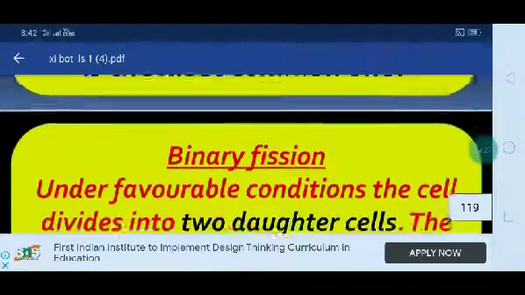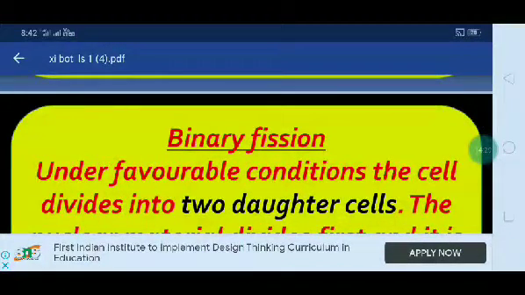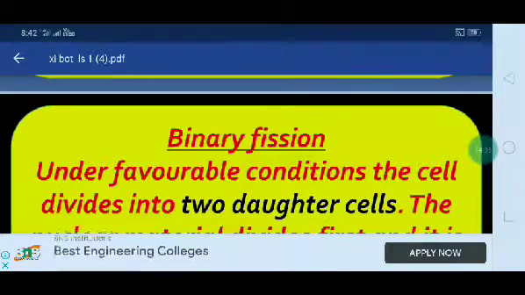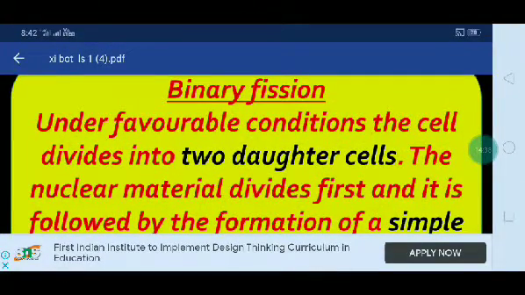First one, binary fission. What do you mean by binary fission? Binary means two. It will separate into two. Under favorable conditions, the cell divides into two daughter cells.